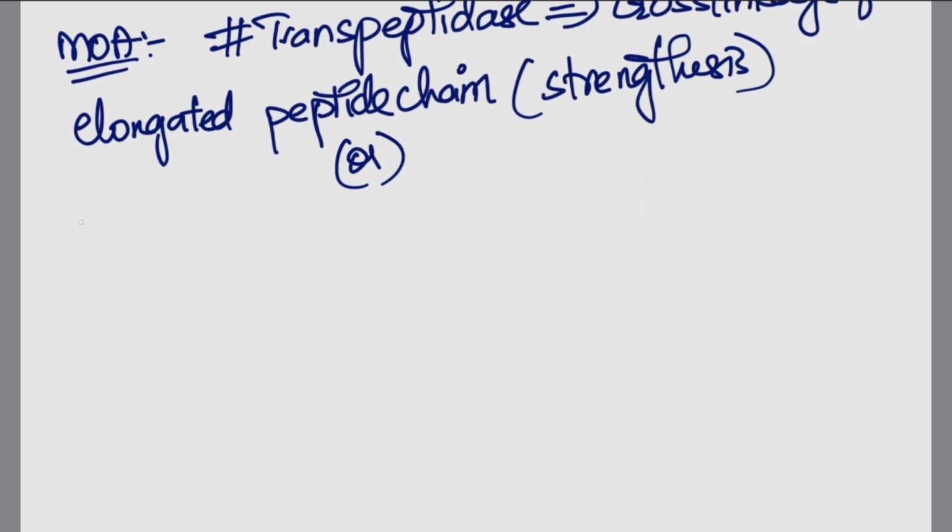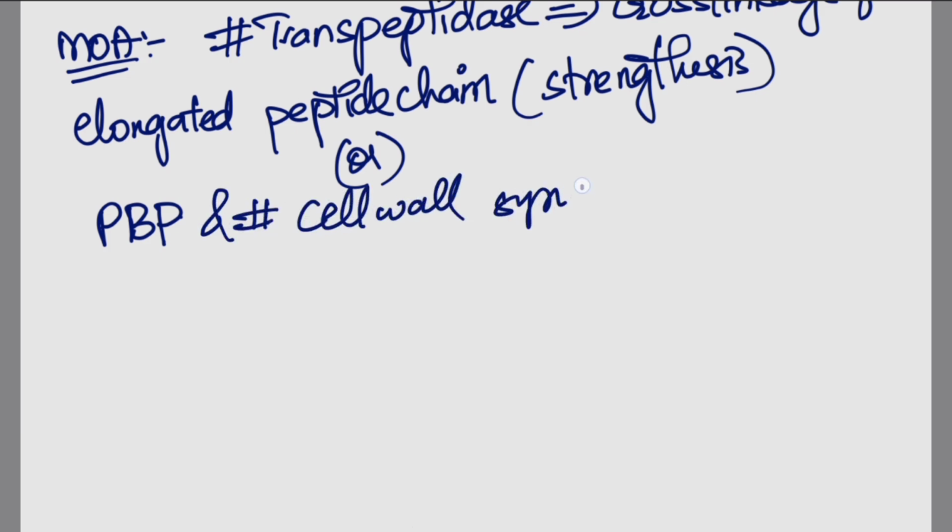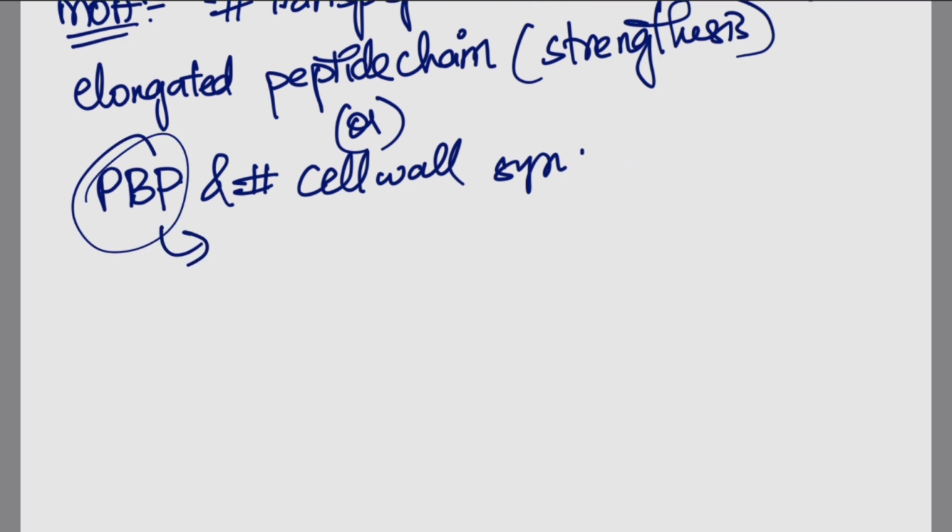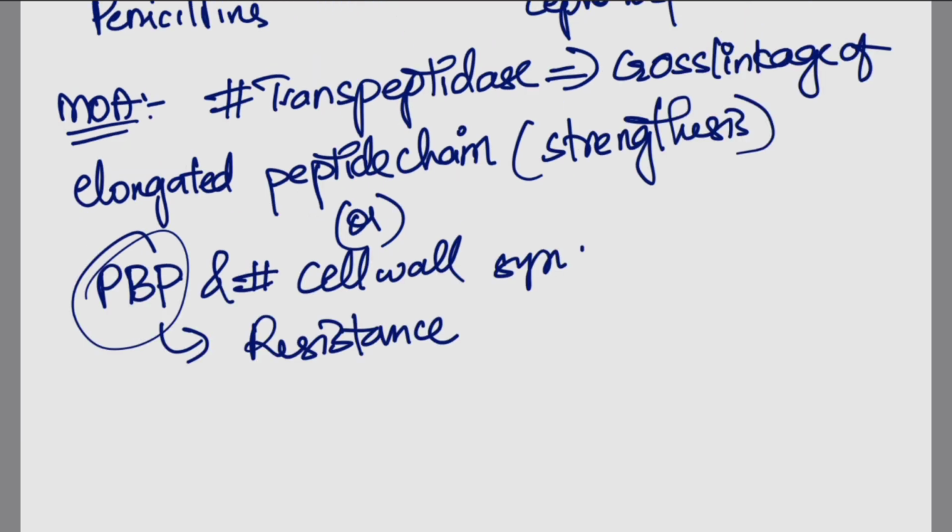The other mechanism of action is that penicillin binds to the penicillin binding protein and inhibits the cell wall synthesis. Any mutations in the penicillin binding protein will lead to resistance. It is responsible for the development of the resistance. Transpeptidases is the last step; it inhibits the last step of cell wall synthesis.